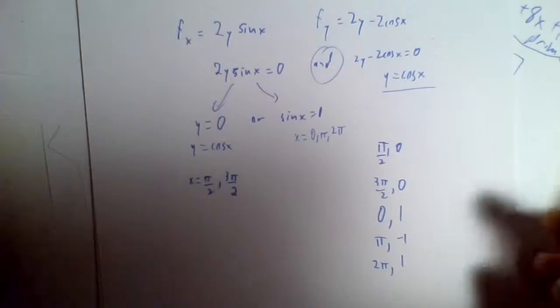So we want to analyze each one of these things. We have to look at our second partials to do D, and what happens with that.